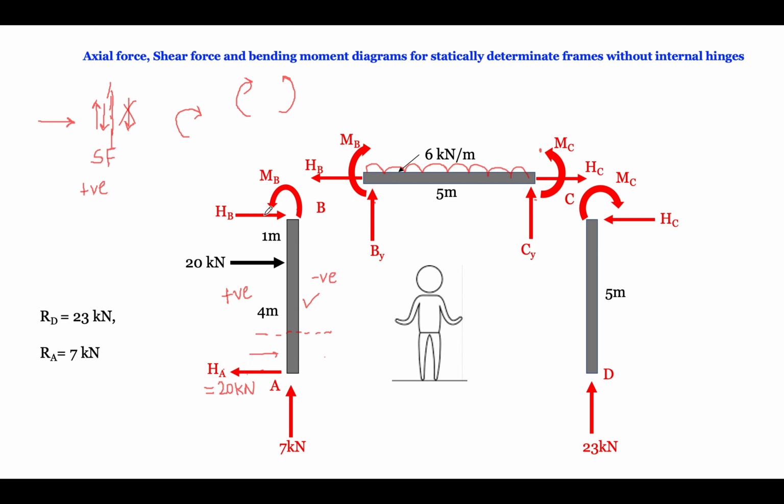Now let us consider the equilibrium of each and every member one by one, and for this particular problem, we will simultaneously draw the axial force, shear force and bending moment diagrams as well. So let us start with this particular member AB.